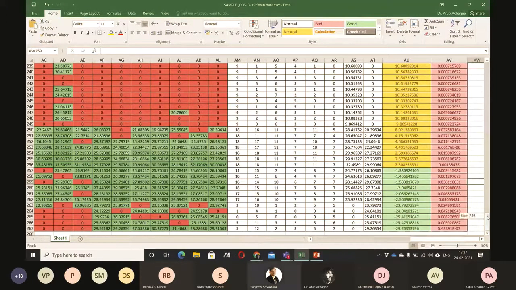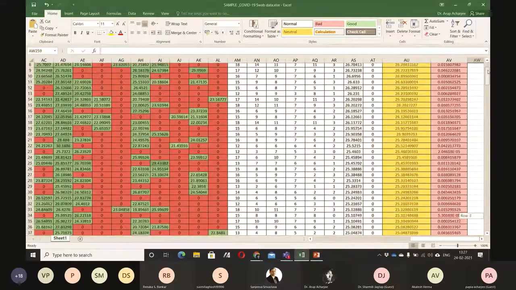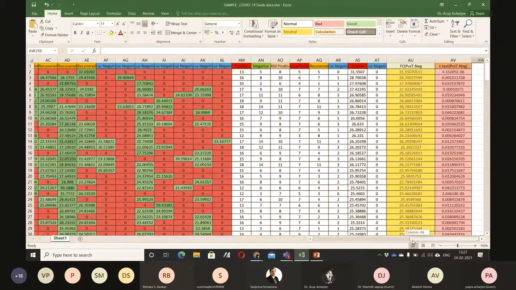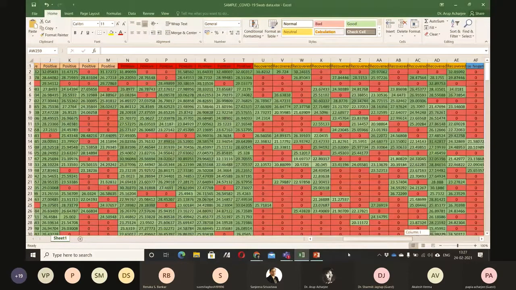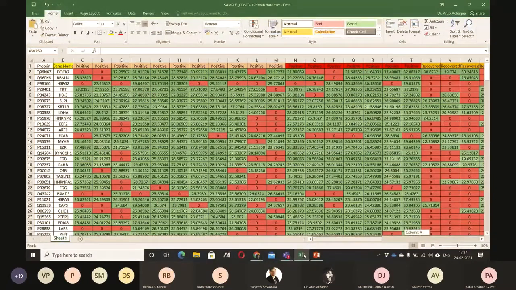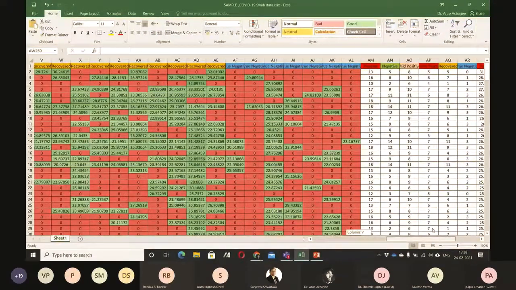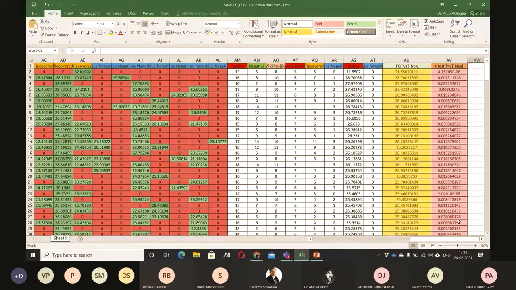Okay, so what I was saying was, if you have the Excel sheet with you, these were the mass spectrometry values that we got for individual proteins. These are the abundance values, and then we analyzed the fold change, whether they were upregulated or downregulated. We also conducted a t-test to check if they were statistically significant.